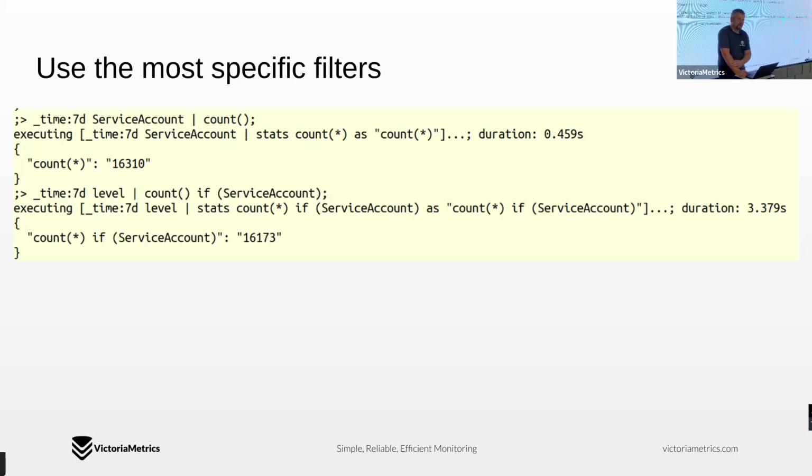And in the first case, the query execution time is less than half a second. And in the second case, you just use some less specific filter, such as level. The level word is contained in many more log messages compared to the service account filter. And after that, you perform this conditional count calculation, which is supported by VictoriaLogs. You just count the number of logs which contain this service account word after the filtering. And you can see that in the second case, the query performance is much worse. It's almost 9 times slower.